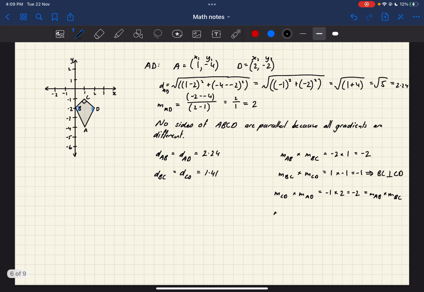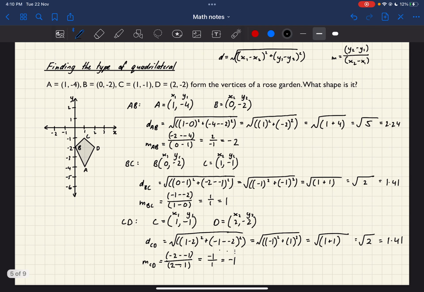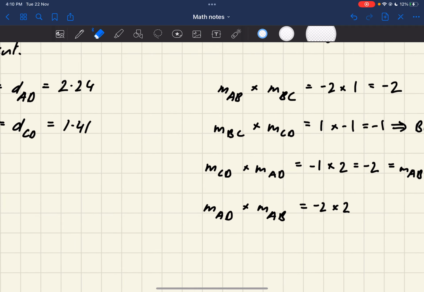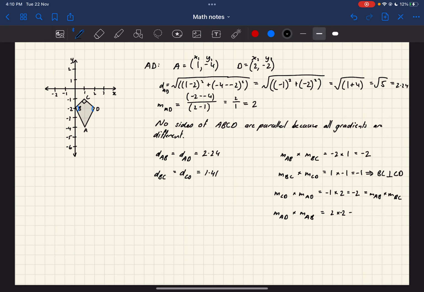Our last one is the gradient of AD times the gradient of AB to find out if that is a right angle. Now, it sure doesn't look like it, but let's find out. So we've got -2 times 2. Let's do that the other way around, because we've got AD first, which equals -4. So that's definitely not a right angle. So now we use that to prove what kind of quadrilateral we have.